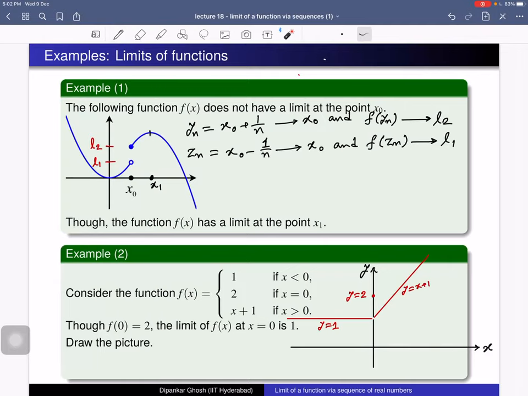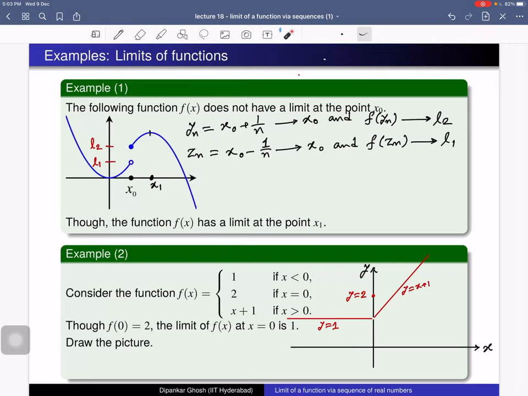Here is another example. Consider this function f of x whose graph is given by this. Up to x naught it is given by this graph, and from x naught onwards it is given by this graph. At x naught it is taking this value, and before x naught it is given by this graph. Let's analyze whether the limit exists or not. The notion is that as we get closer and closer to this x naught, we have to see whether the function value is getting closer and closer to a particular value or not. That we need to check.